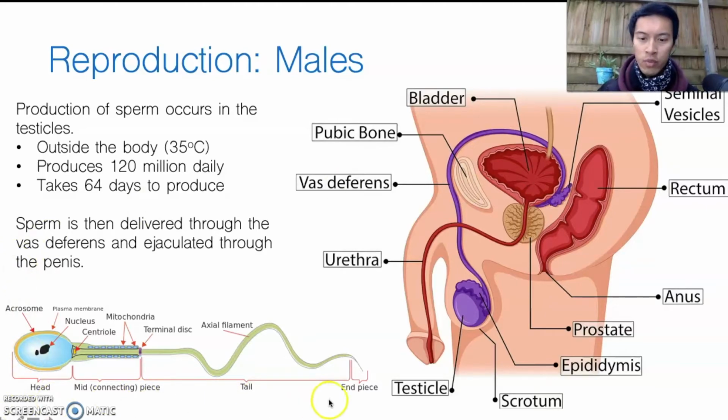This is the structure of a sperm cell right here. You've got the head, which contains the nucleus and the haploid number of chromosomes, and then you've got the main organelle sitting in the connecting midsection. The sperm also has a flagella, which allows it to swim through the semen.